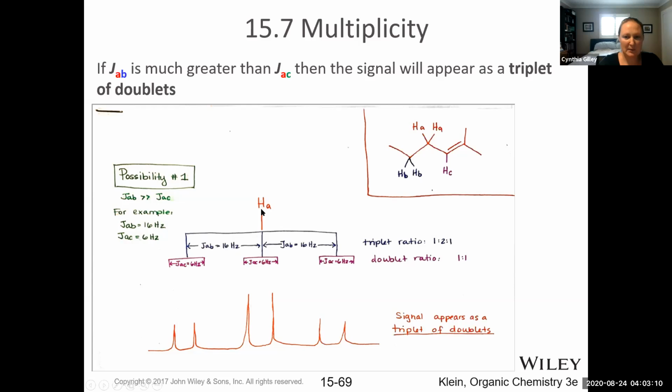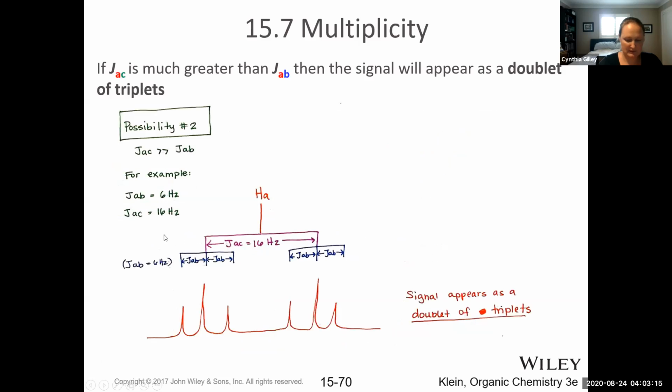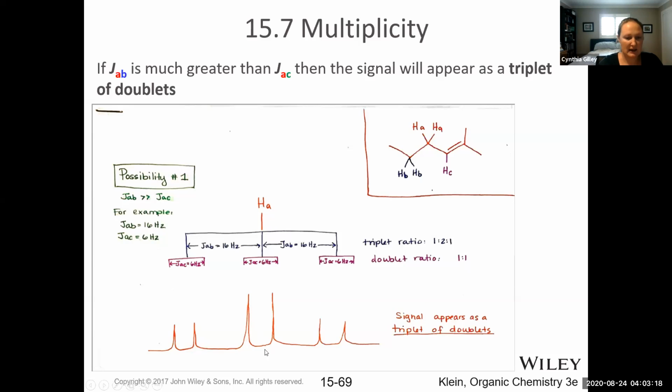If it didn't have any neighbors, it would just be a singlet that we are arbitrarily setting at this level here. And then I said, okay, this is the possibility where JAB is much greater than JAC. So I made up some numbers here. I said JAB is much greater, so I set that equal to 16 hertz. JAC is a lot less than JAB, so I just randomly chose 6 hertz. These numbers could vary a little bit. The goal is just that this is much larger than this.